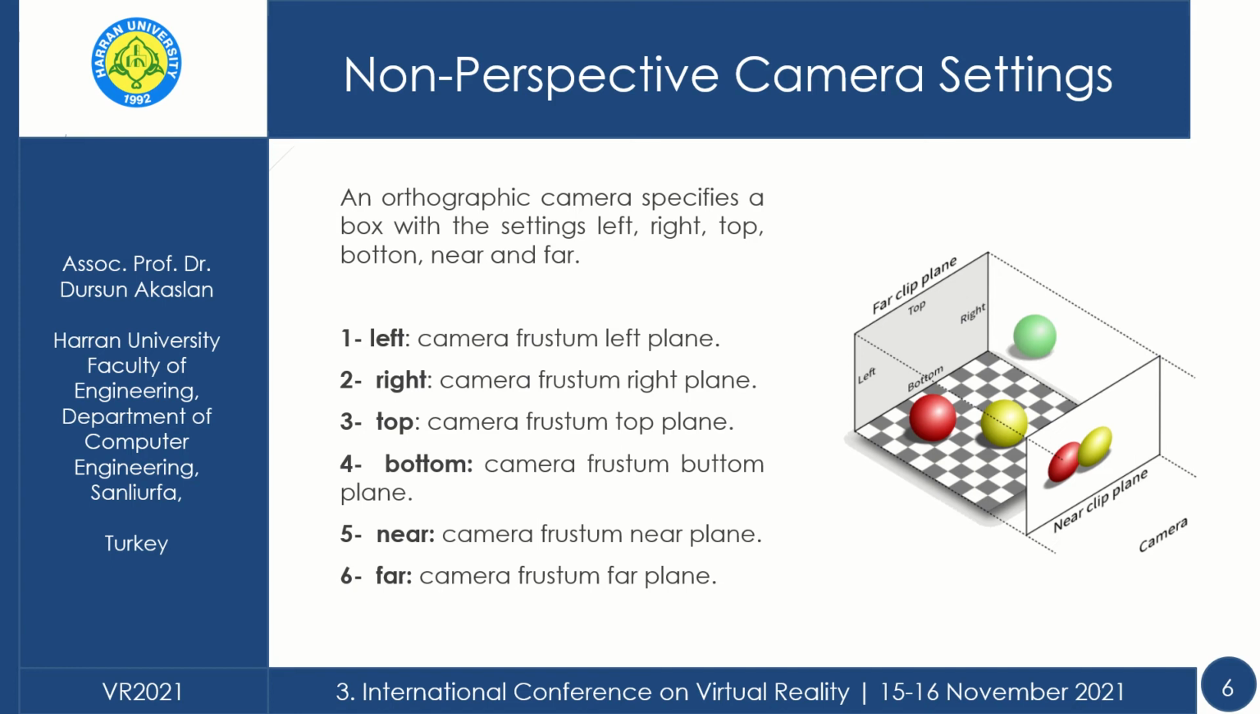Let's look at the details of the settings of the orthographic camera. An orthographic camera specifies a box, as we said, with the settings left, right, top, and bottom, and additional near and far. Can you see we are just drawing a box, but it also has near and far clip planes? But can you see there is no perspective?